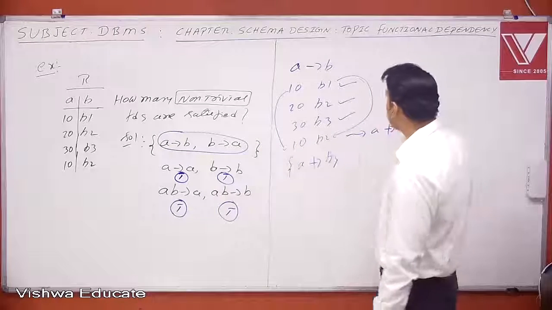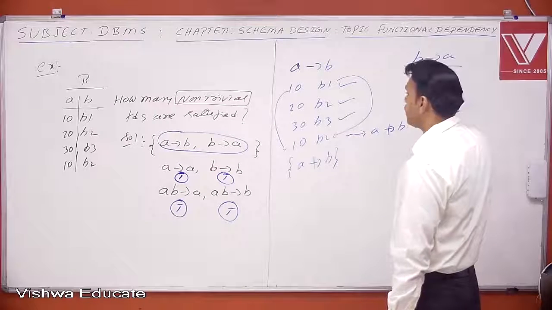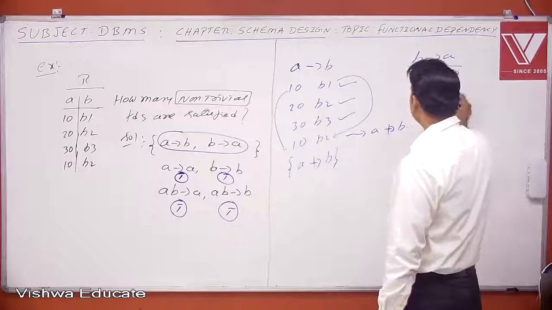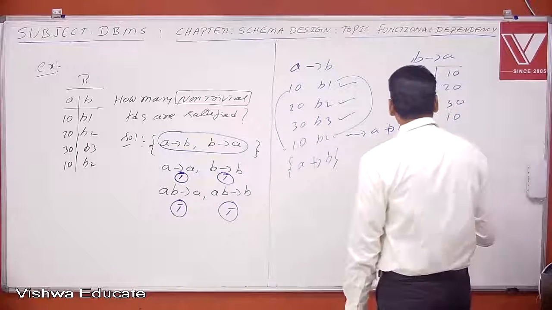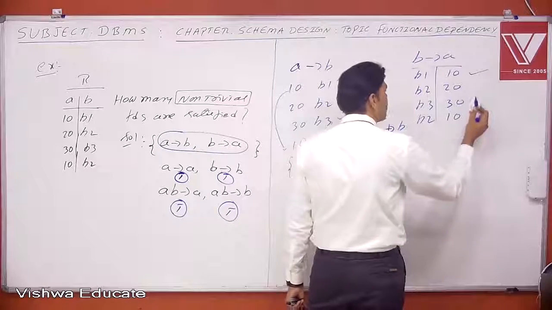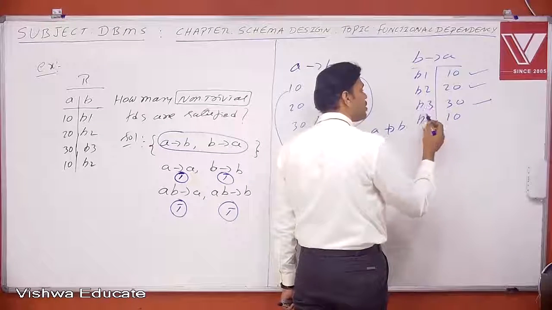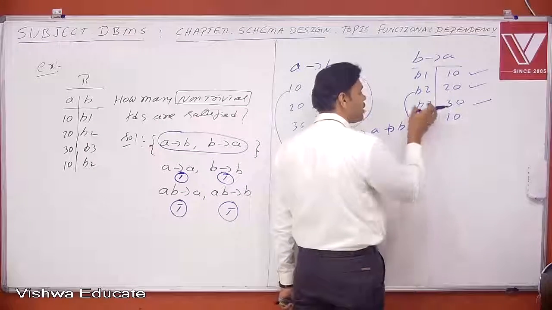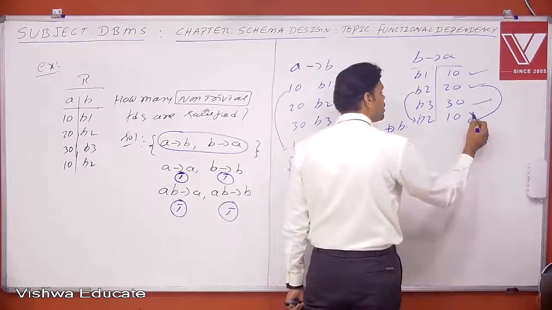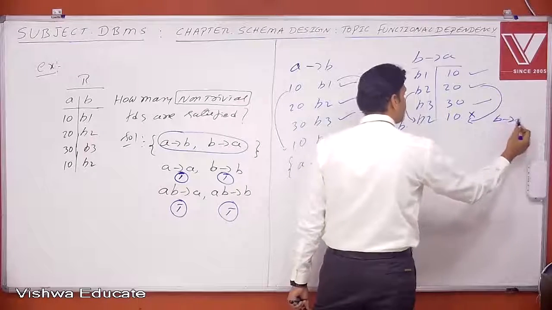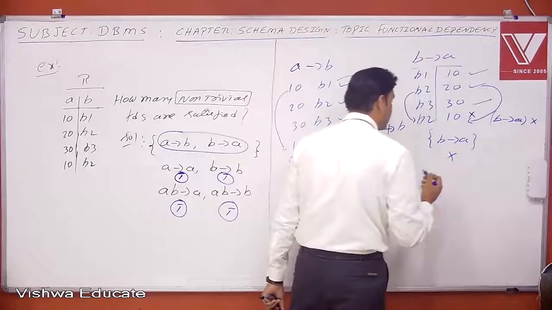Now let us check B→A. I write B1 10, B2 20, B3 30, B2 10. The first one is satisfied, the second one is satisfied, the third one is also satisfied because B3 is unique. But the fourth one, observe carefully, B2 is repeated. What has to come against B2? 20. So it's wrong, and so overall B→A has failed. Therefore B→A is also not satisfied.